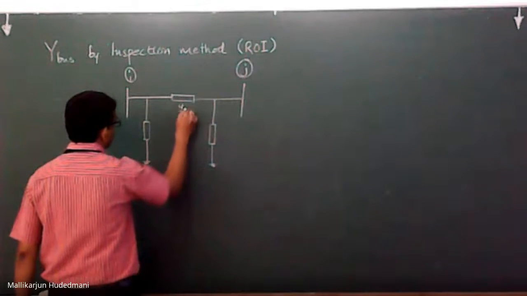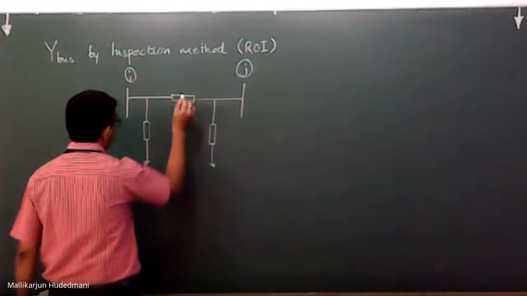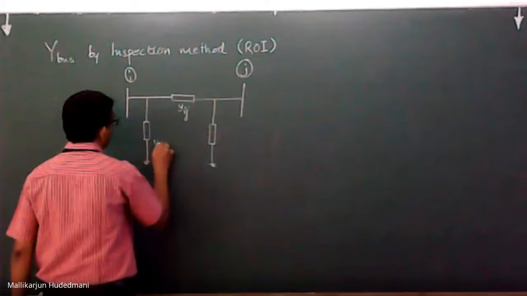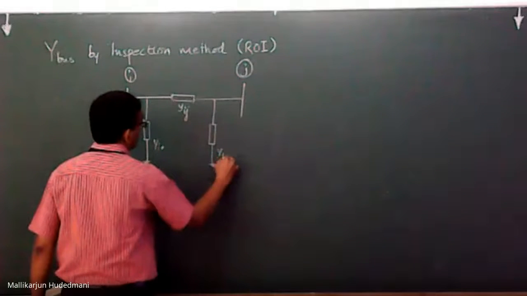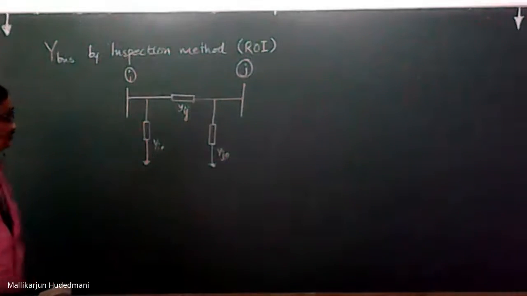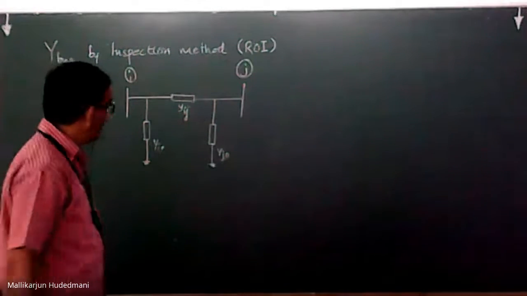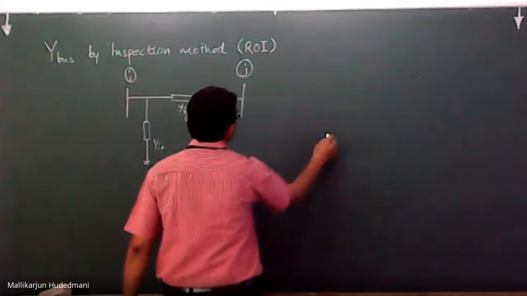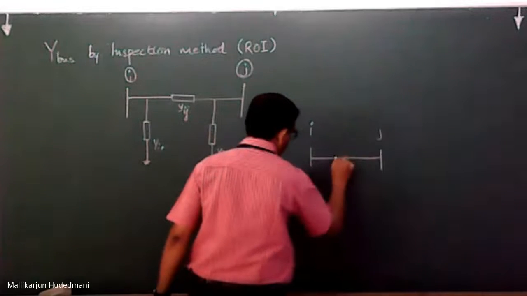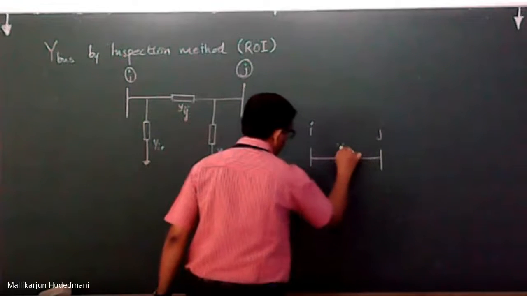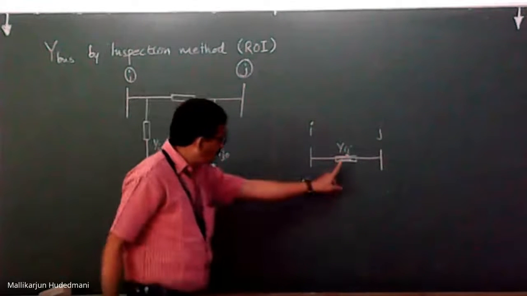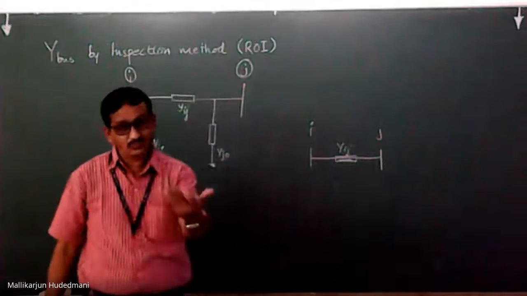Suppose let me write this as Yij, Yi0, Yj0. Hope you are able to understand this representation. This is exactly like this. Suppose I have the ith bus and a jth bus, and I represent this data as Yij. How is this line modeled? I am trying to show you.